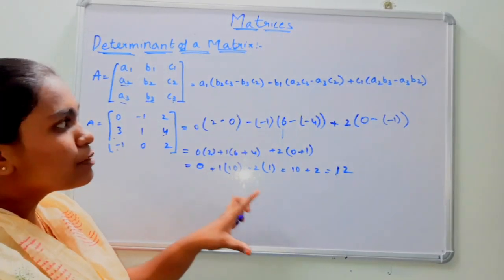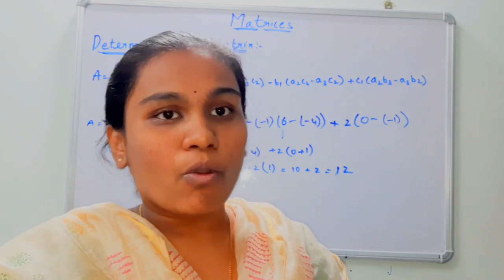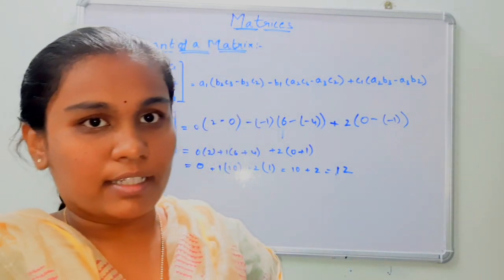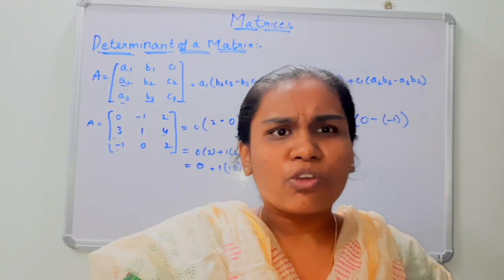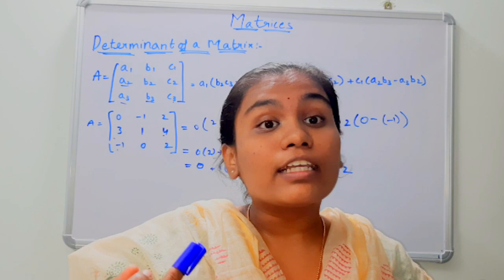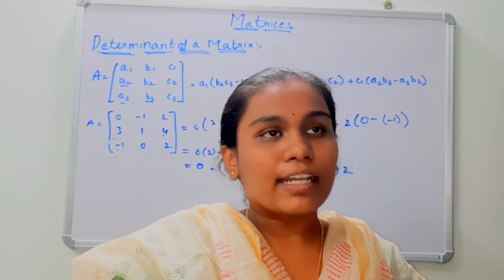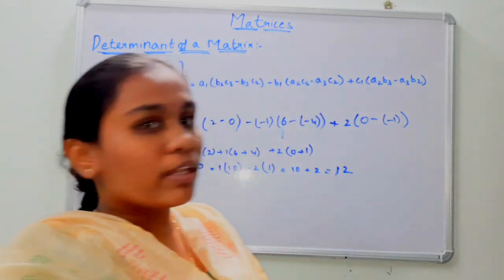So the determinant is found by the sum of the products of the elements of the first row of a particular matrix. Now let us see what is meant by the rank of a matrix. Do you know what is meant by the rank of a matrix? How do we find it? I will explain it in this session.